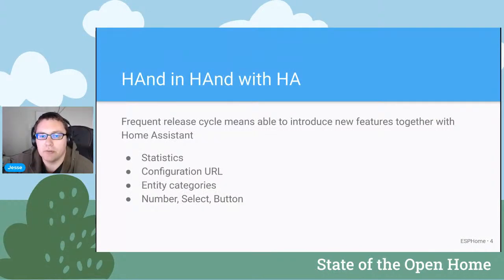ESPHome devices were able to publish their sensor data with the correct fields needed and updated statistics and things like that, so that your energy dashboard in Home Assistant would show you could have your full house energy via ESPHome. Features like the configuration URLs that Franck showed off earlier, the entity categories, the numbers, selects, and also the button have also been implemented in ESPHome, so users can take advantage of the latest features that Home Assistant has to offer, and we'll keep doing so almost every month.